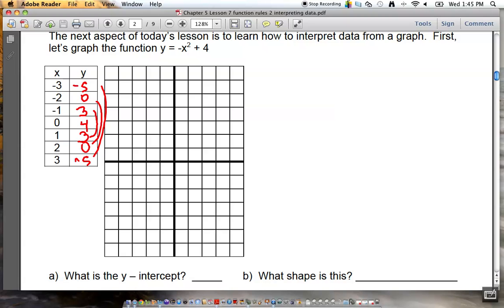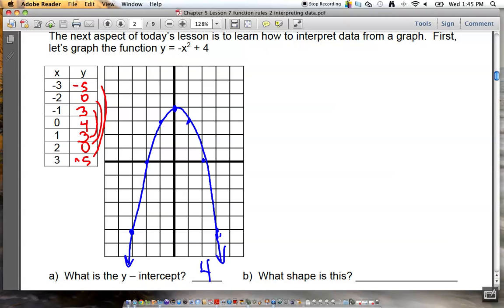Let's plot the points. Negative 3, negative 5. Negative 2, 0. Negative 1, 3. 0, 4. 1, 3. Here. And then here. Stop. What's the y-intercept? 4. Y-intercept is wherever it touches the y-axis. So it says, what is the y-intercept? And then it says, what shape is this?